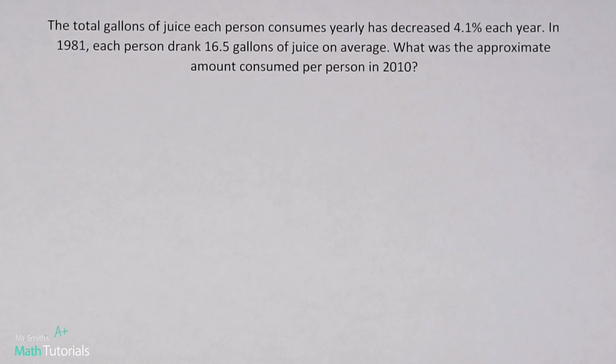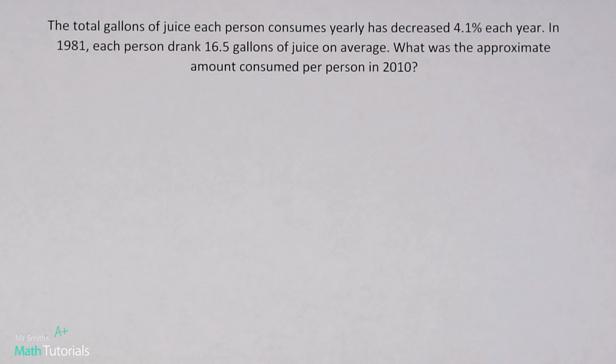Okay? Here's another example. The total gallons of juice each person consumes yearly has decreased 4.1% each year. In 1981, each person drank 16.5 gallons of juice on average. What was the approximate amount consumed per person in 2010? So I have no idea if this is true or not. Probably not, because I made it up. But let's pretend that it's true and go ahead and figure out what the amount of juice consumed in this year was.